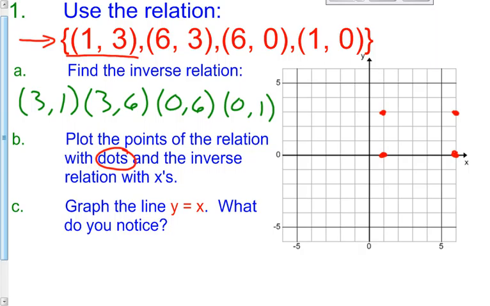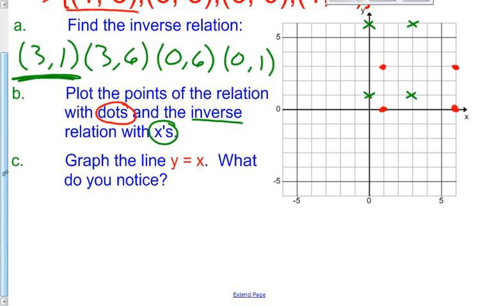Now it says graph the inverse with x's. So at (3, 1), we're going to put an x. At (3, 6), another x. (0, 6), and now at (0, 1). So we've successfully completed step letter B.